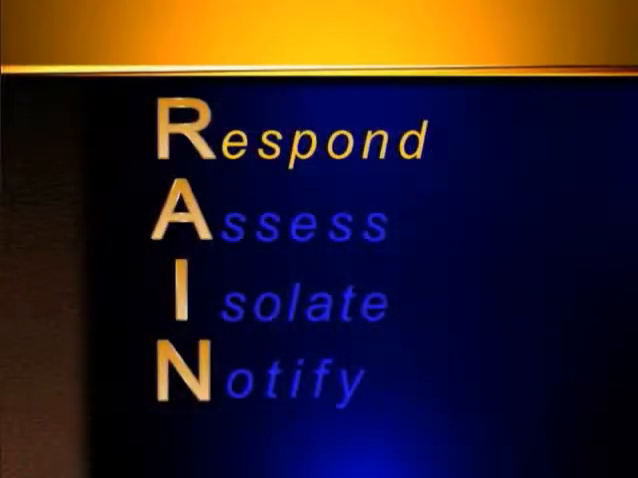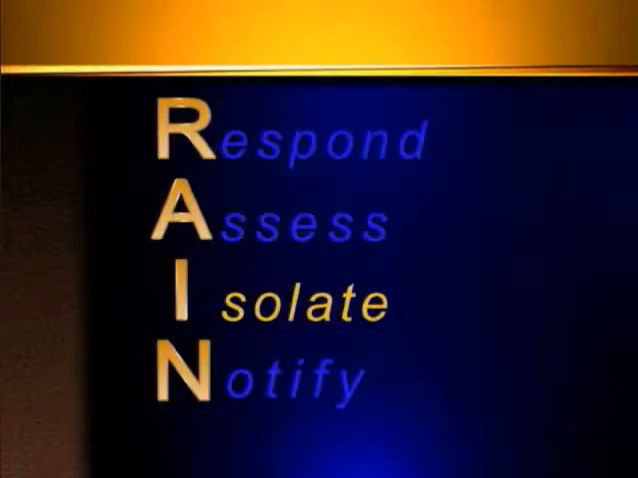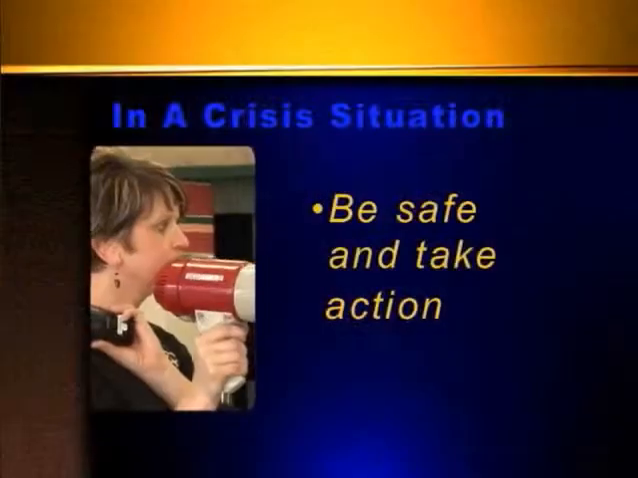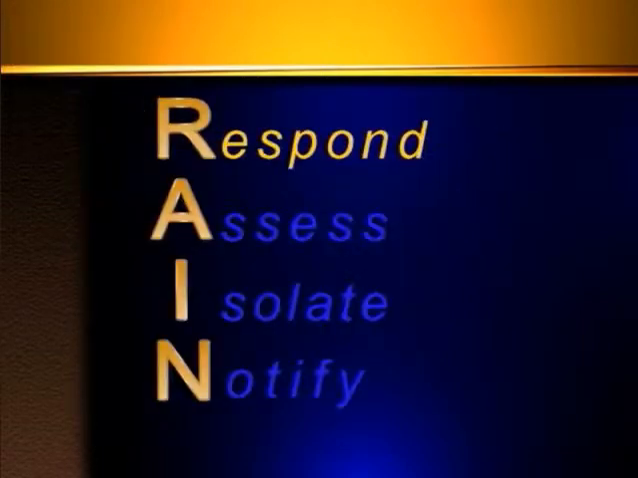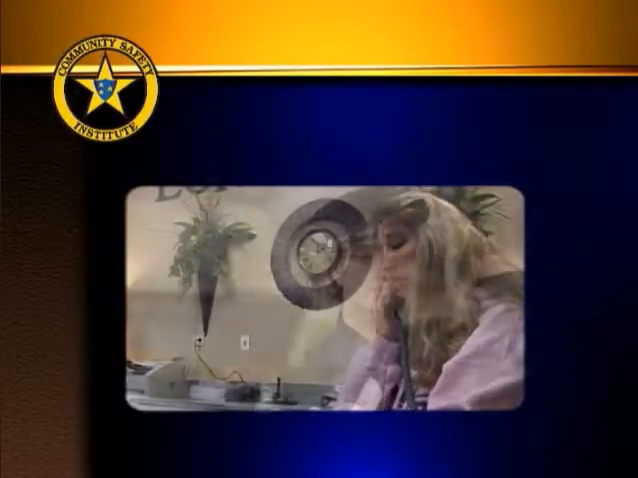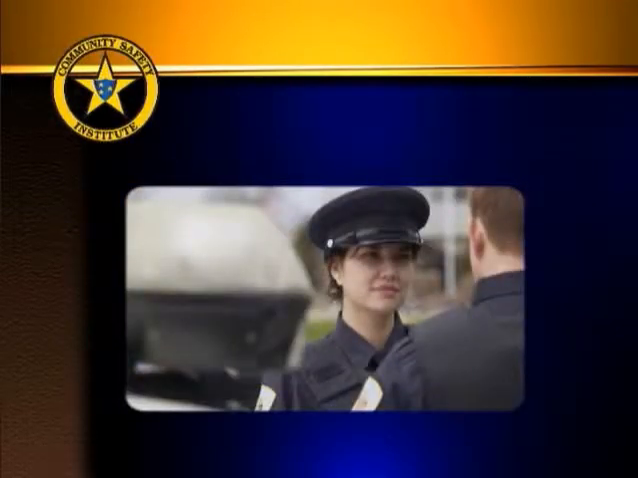The RAIN model consists of 4 primary elements: respond, assess, isolate, and notify. This model and its 4 primary components ensure that participants are aware of the importance of being safe, of taking action, and using proper observation skills to make good decisions, and to alert first responders in order to obtain professional assistance during a crisis or critical incident.